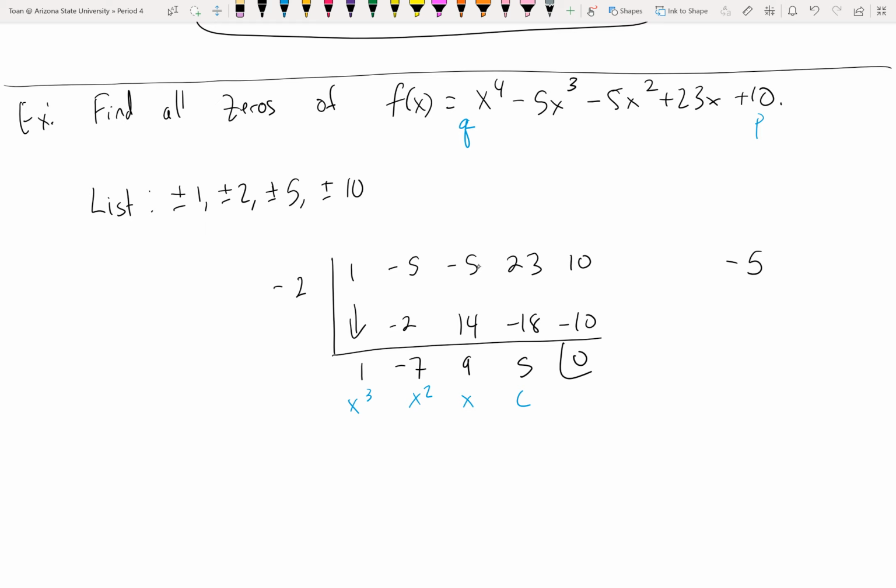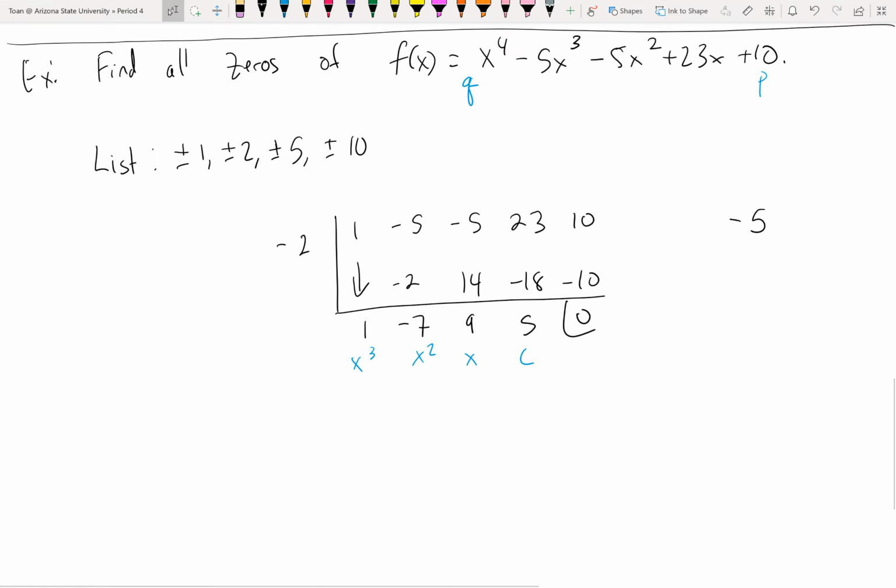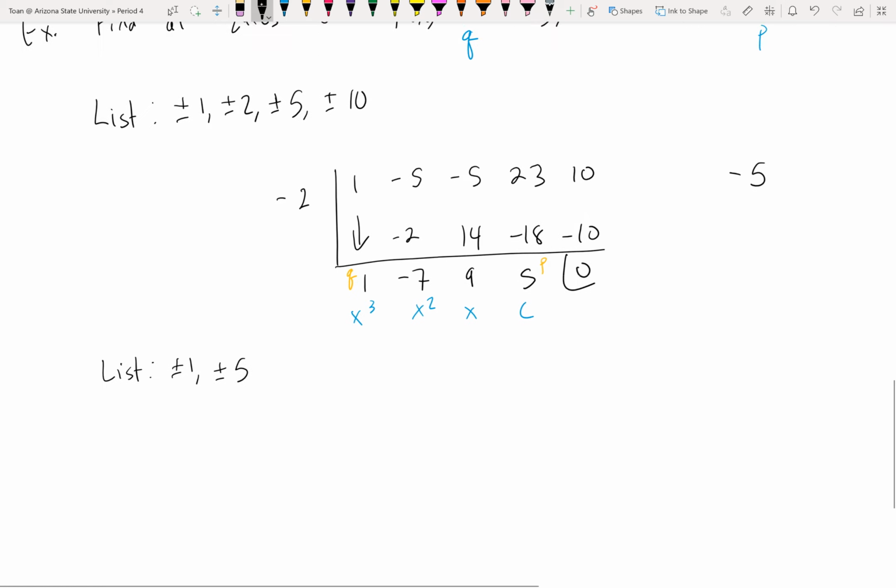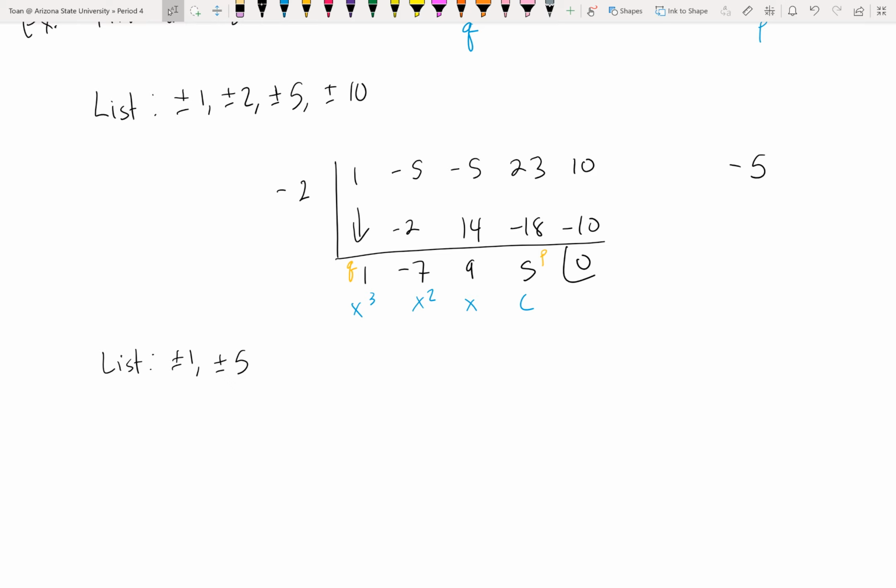So when I'm stuck at a, quote, not factorable situation, P's and Q's again. So the moral of the story, the reason why I picked this as an example, you may have to do P's and Q's more than once in a problem. But again, your Q number, here's Q, here's P. Your Q number is 1, so you can go straight to your list. My list is ±1, ±5. Also, any number that did not work, you can carry them over.